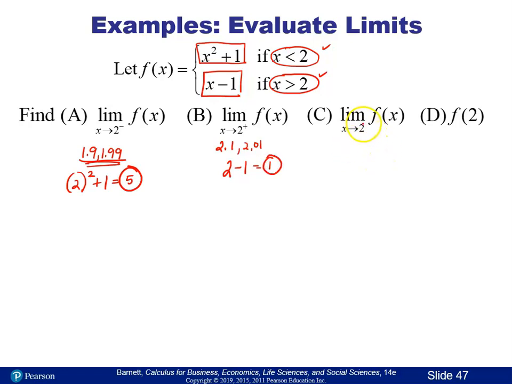Okay, so then the next question is, I've done my left limit, I've done my right limit, so what's the overall limit? These don't equal each other. So since they don't equal each other, we're going to have to say that this one does not exist.